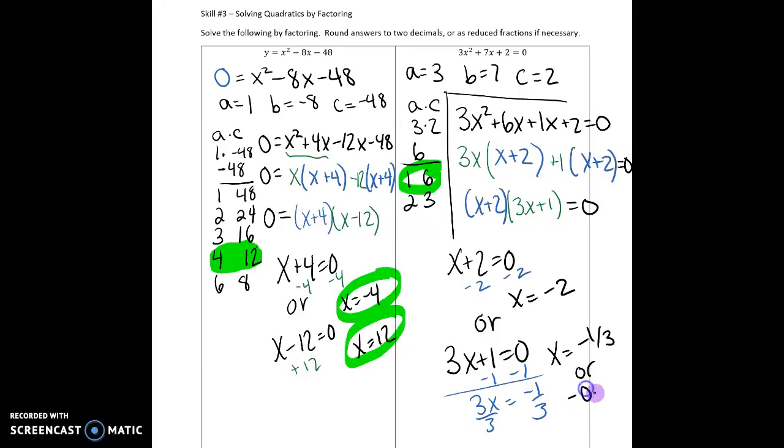Or you could write that as negative 0.33. Either way works. Just make sure sometimes this fraction, you might have to simplify it. So make sure you're simplifying your fractions, or you can just give me the decimal. Both of these we solved by factoring by grouping. The biggest trick is you have to notice that your y equals 0, and finding your factors is the hard part. Especially in this one when your a is not 1, you really have to know how to split up the terms.